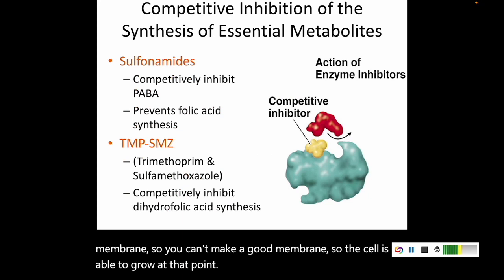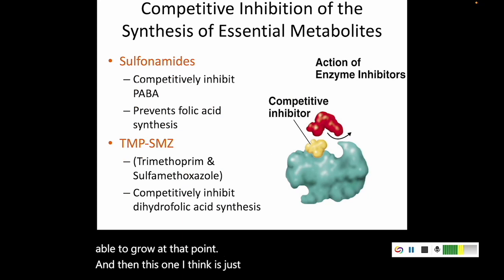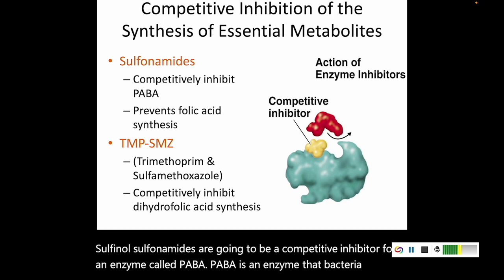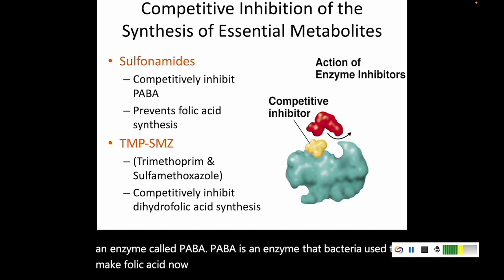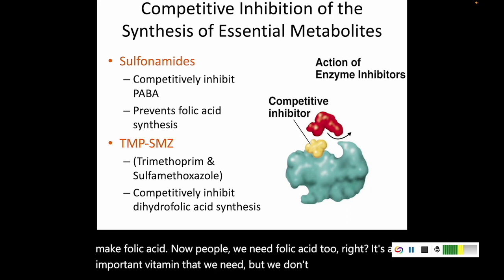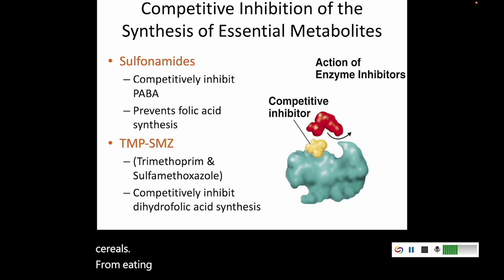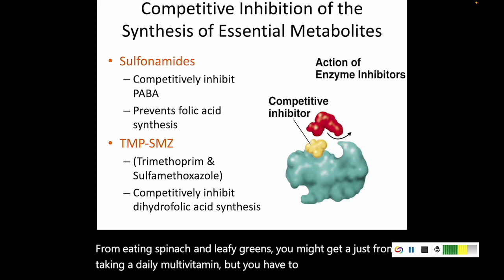And then this one I think is just fascinating in how it works. Sulfonamides are going to be a competitive inhibitor for an enzyme called PABA. PABA is an enzyme that bacteria use to make folic acid. Now, people, we need folic acid too, right? It's an important vitamin that we need. But we don't make our own folic acid. We have to eat it. You might get it from eating enriched cereals, from eating spinach and leafy greens. You might get it just from taking a daily multivitamin. But you have to eat it somehow. You're not going to make it.